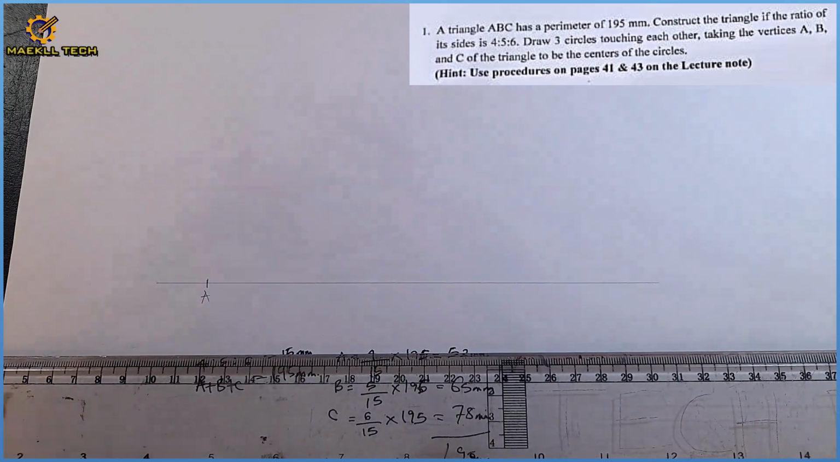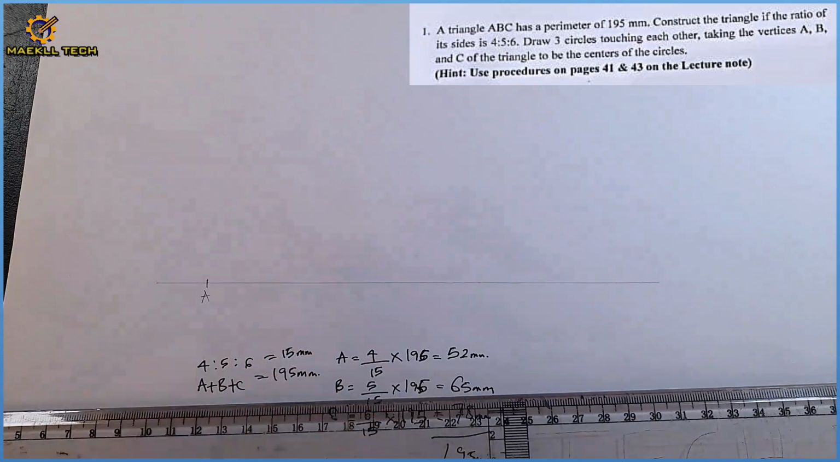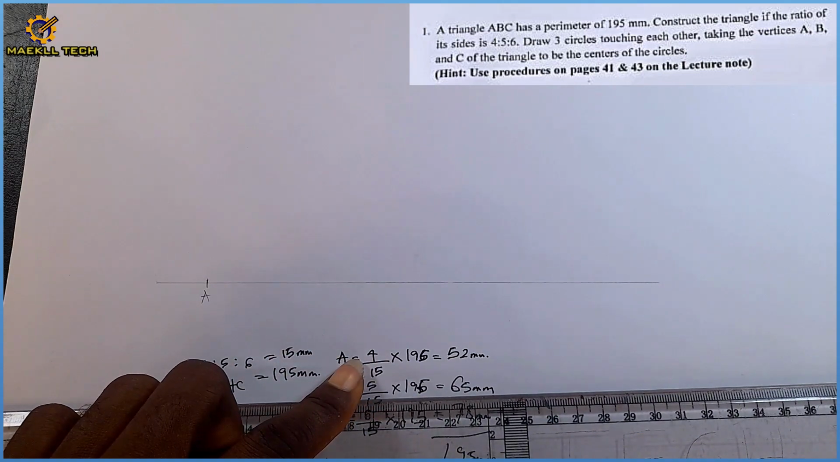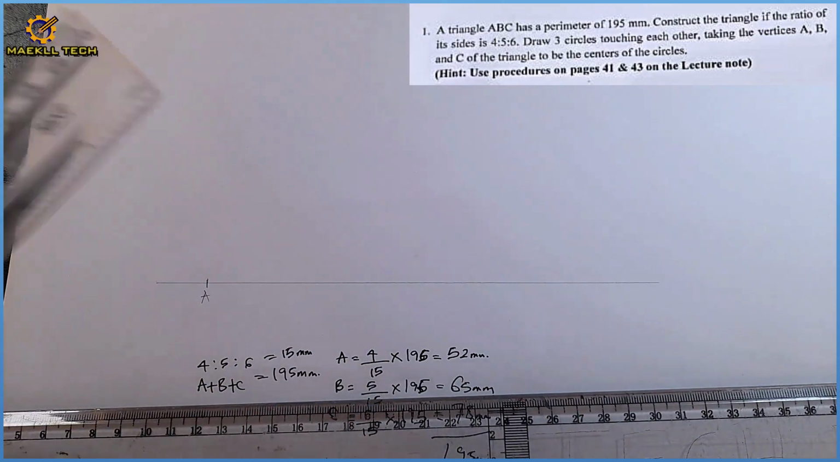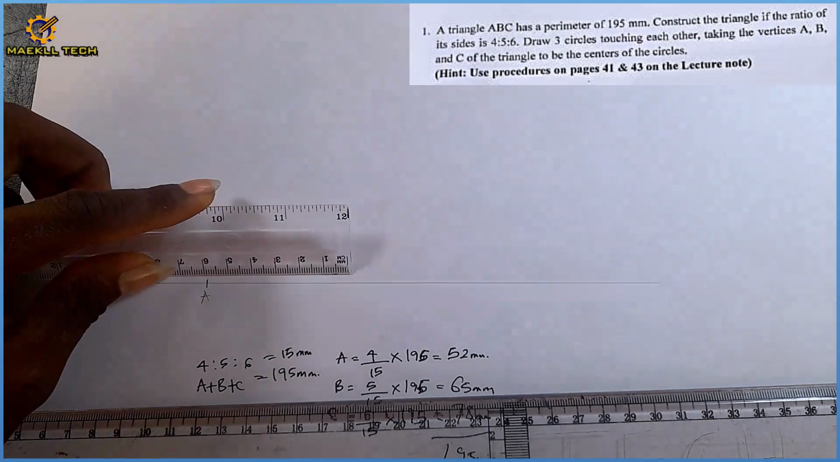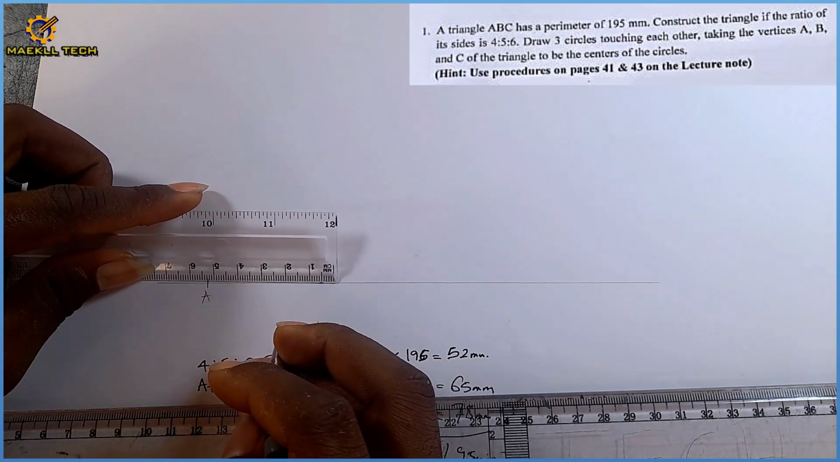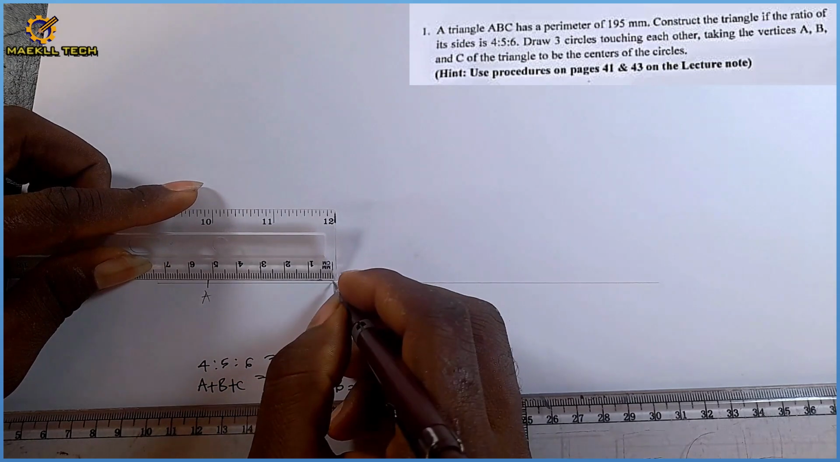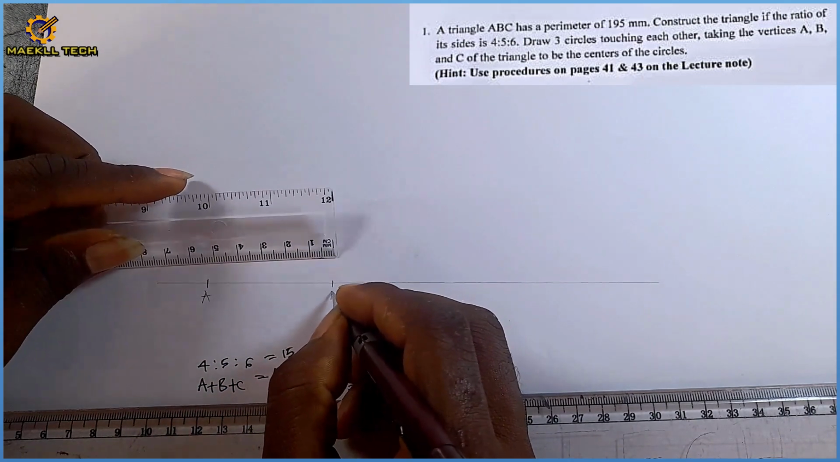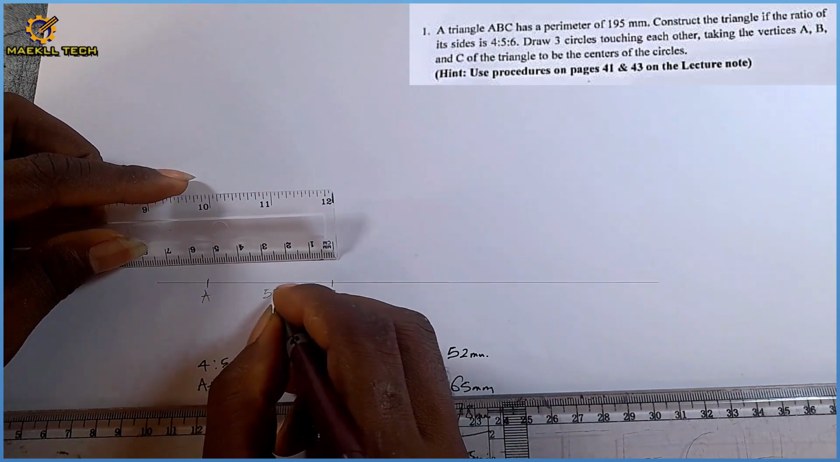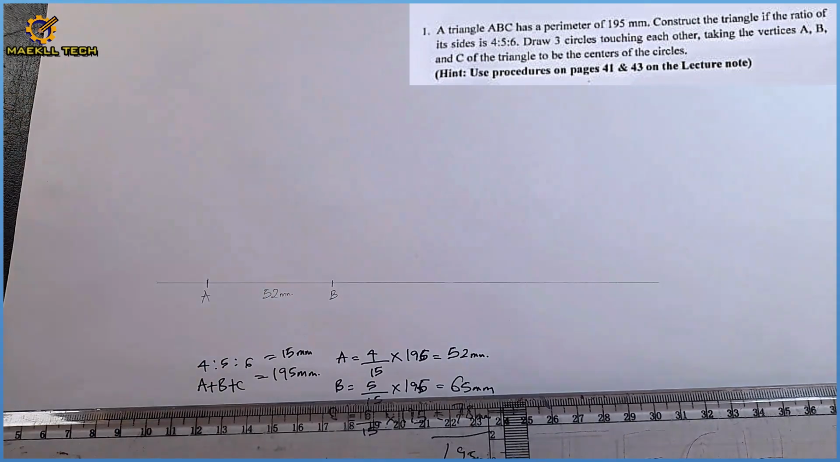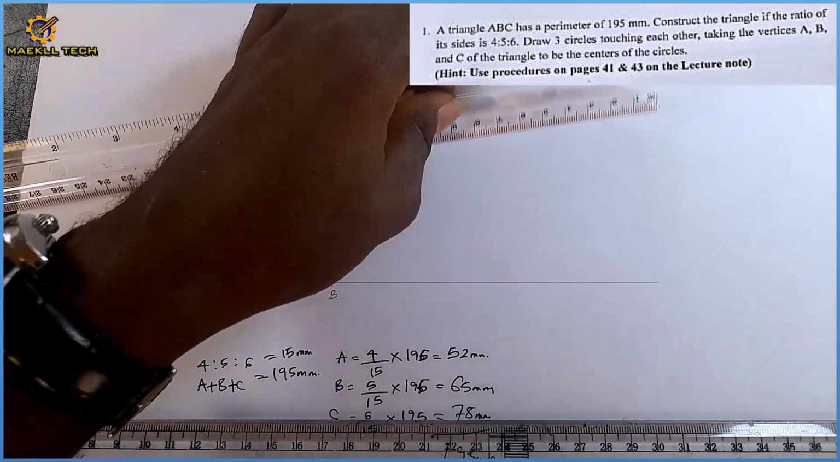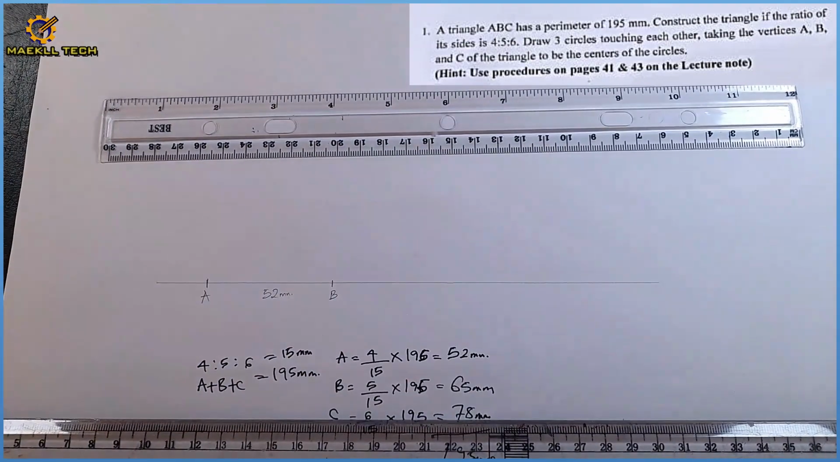So mark A to B, based on what we calculated here, our A is 52 mm. So I'm going to make my A to B to be 52 mm. With my ruler, I measure 52 mm, which is this. So my A to B is 52 mm. Then the length of B to C is 65 mm.